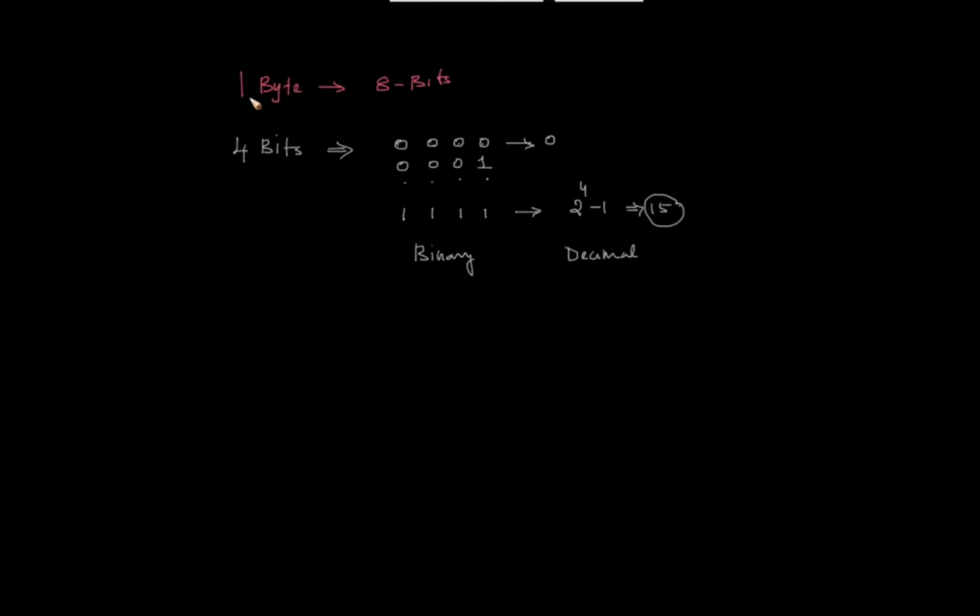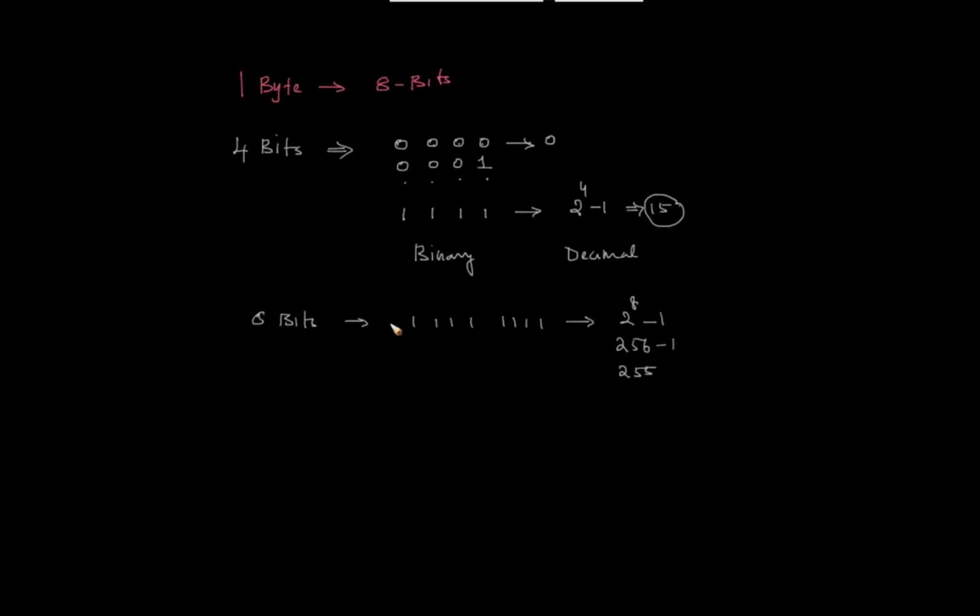So if you have 1 byte of data, that is 8 bits, then the maximum you can put into it is 1, 1, 1, 1, 1, 1, 1, 1, right? So the equivalent of this is 2 power 8 minus 1. So that is 256 minus 1, or 255.